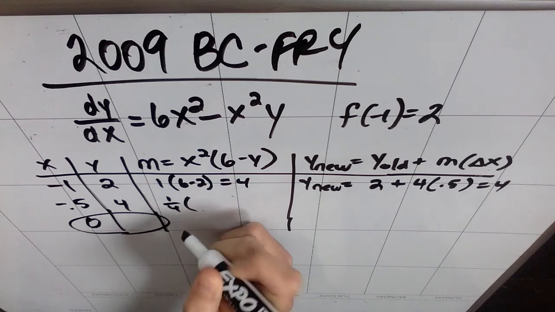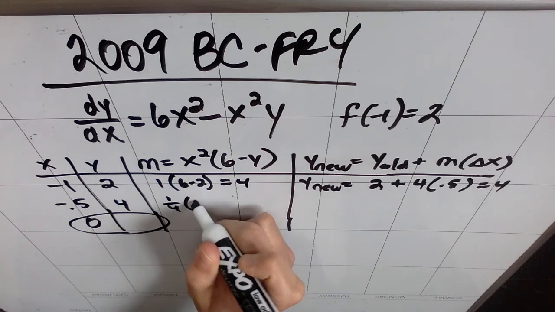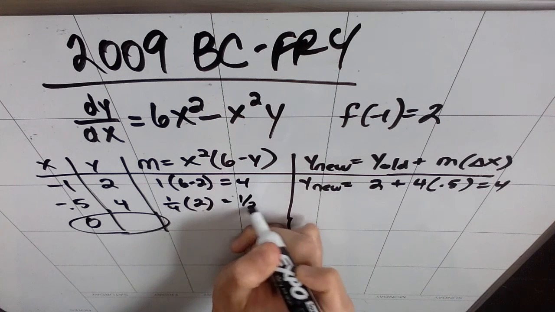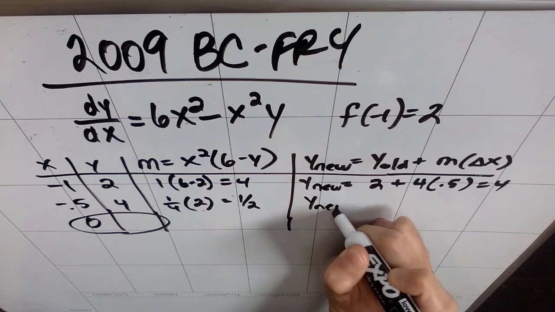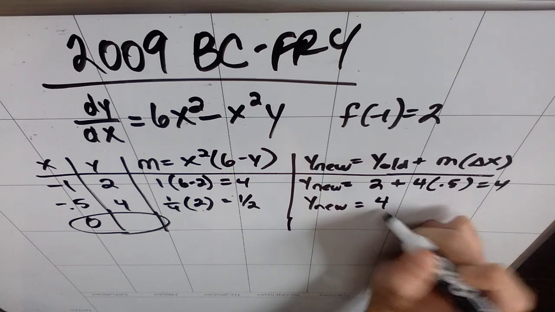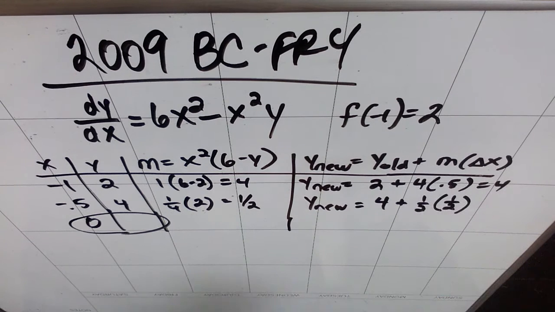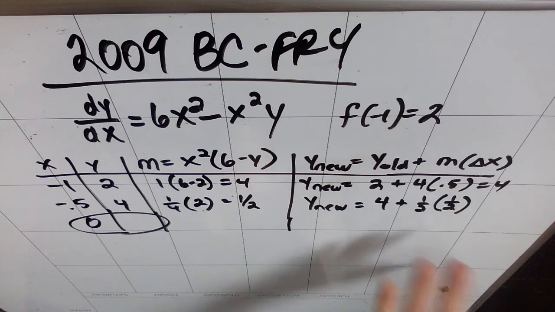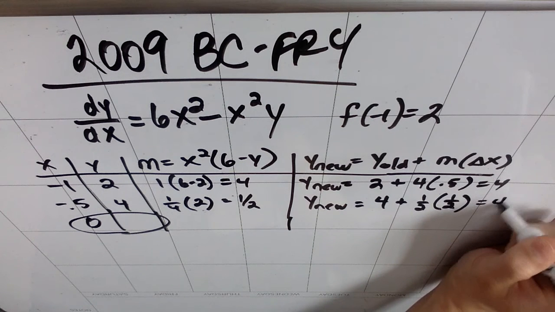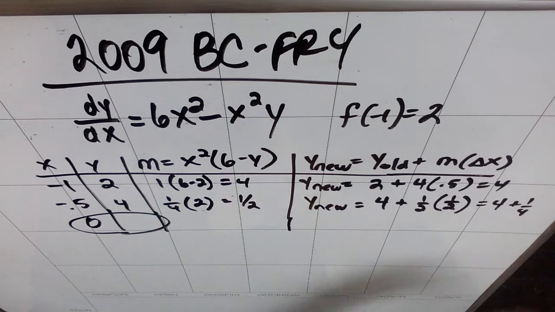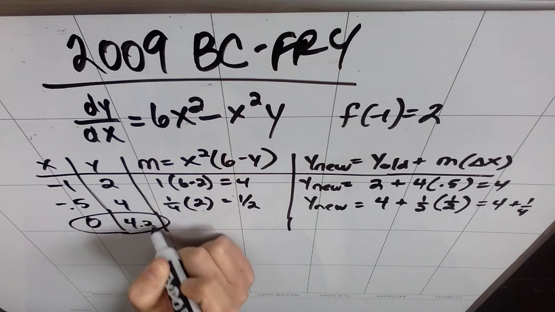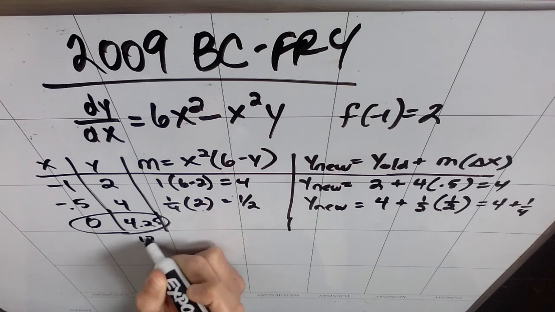And then this is going to be a 6 minus 4, which is a 2, so I get that the slope is a half. So my new y, which is going to end up being my final answer, is the old y, 4, plus the slope, 1/2, times the change in x, which is also a 1/2. So I end up getting 4 plus 1/4. You can either write this as 4.25, if you're a decimal person, or you can write it as 17/4.